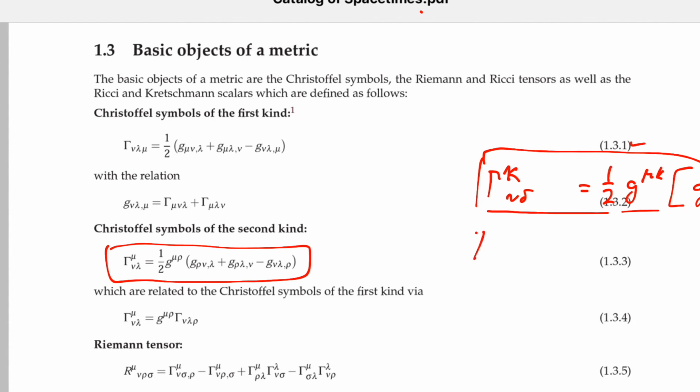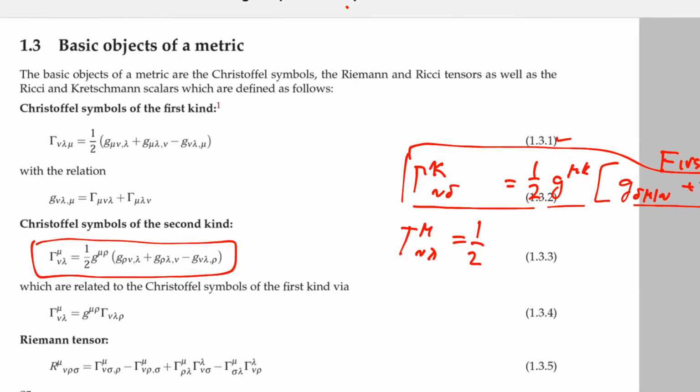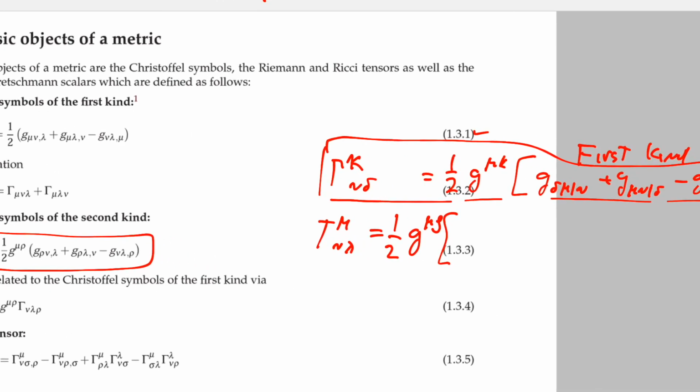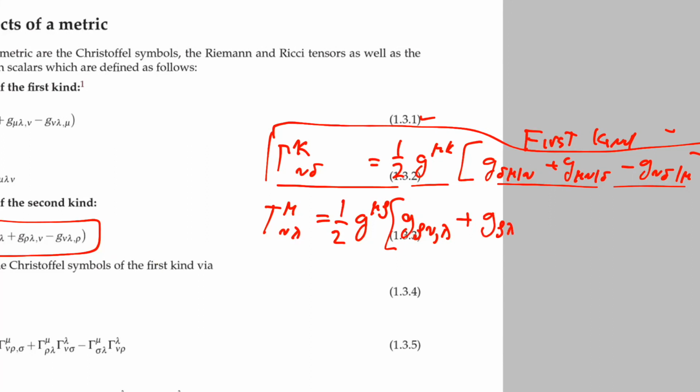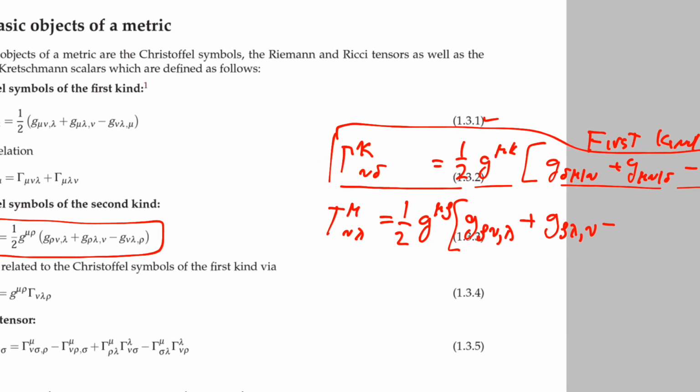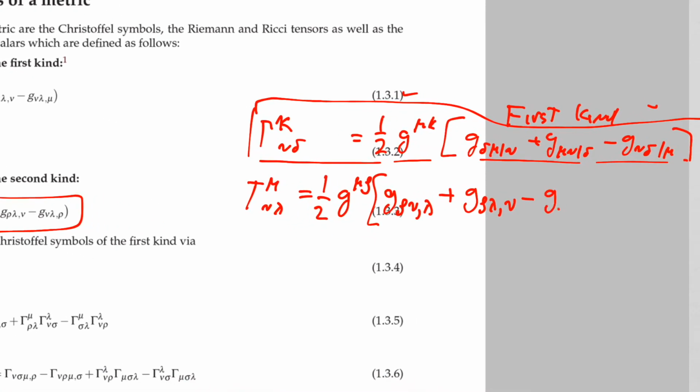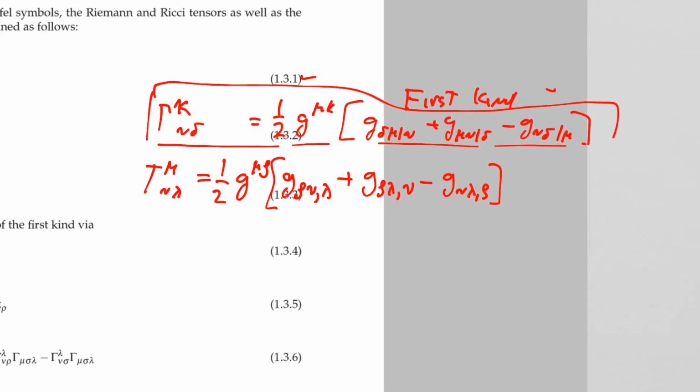So for them, they have T mu nu lambda equals 1/2 G mu rho. So it's going to be tough to compare, but we got to do it. And then they have G rho nu lambda, G rho nu comma lambda. They use commas. And then they have G rho lambda nu, G rho lambda comma nu. And then they have minus G nu lambda rho, minus G nu lambda rho. Okay, so let's see if these things jive, or can be made to jive just by renaming things.